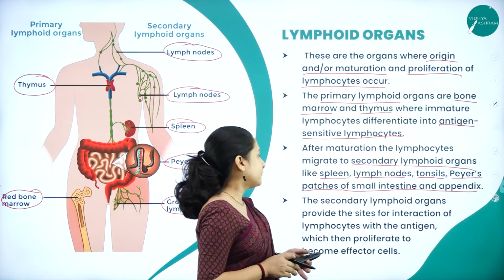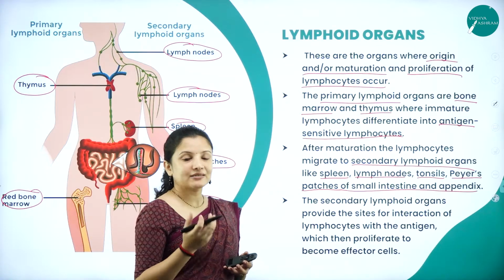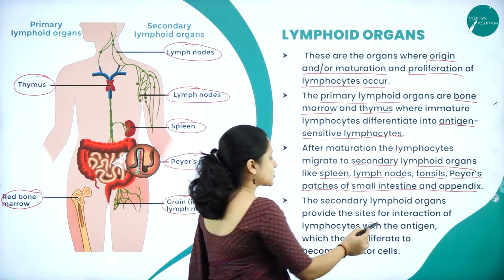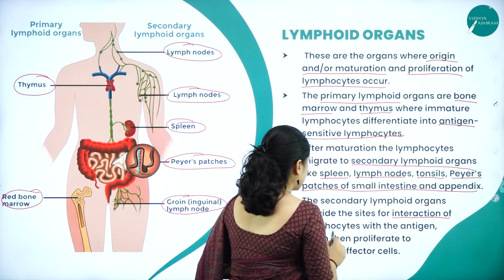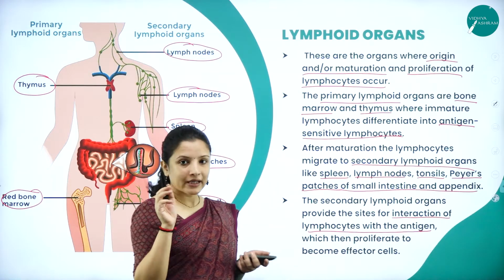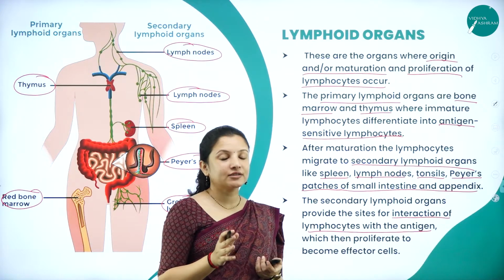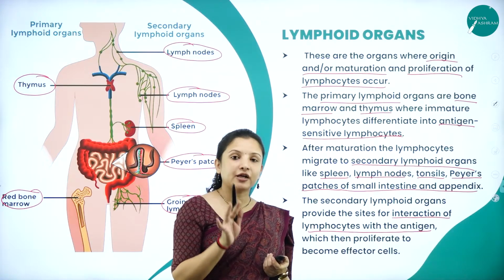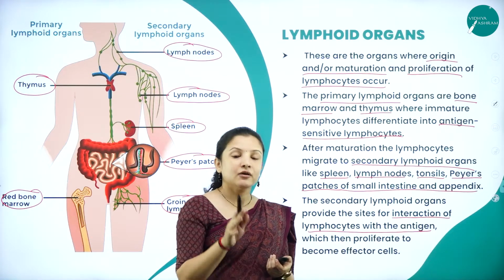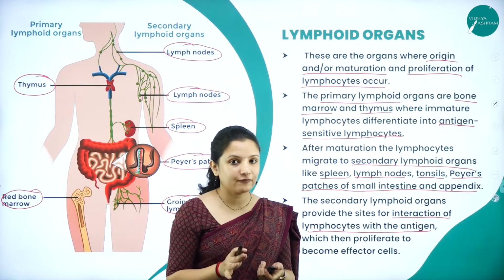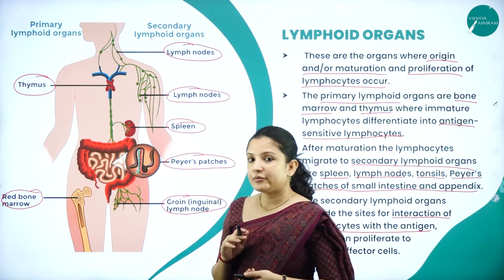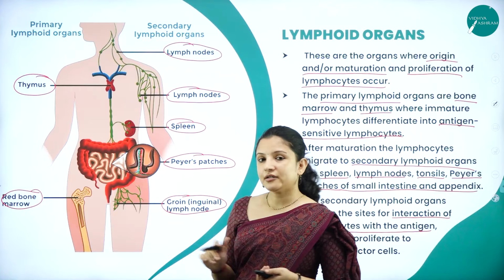The secondary lymphoid organs are the sites for interaction of lymphocytes with the antigen. So again I am repeating what happens. First, the lymphocytes get produced in the primary lymphoid organs. These are called the primary lymphocytes. What are the primary lymphoid organs? The thymus and the red bone marrow.